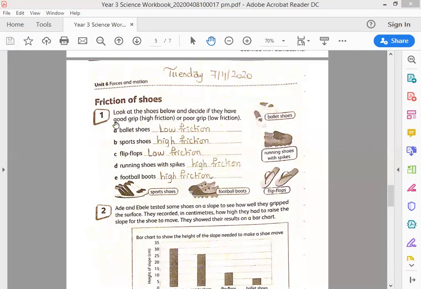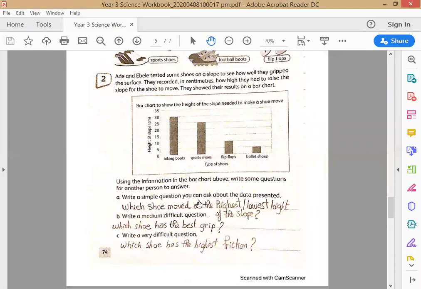Okay, question 2. In question 2, you have a bar chart which shows how high a slope is needed for a shoe to move. Imagine that you have something like a slide. This is a slope. And you stand here wearing those shoes: hiking boots, sport shoes, flip-flops, ballet shoes. And he told you that he's going to measure the height of the slope, this level, needed to make a shoe move.